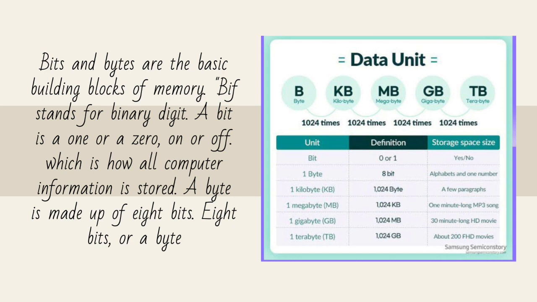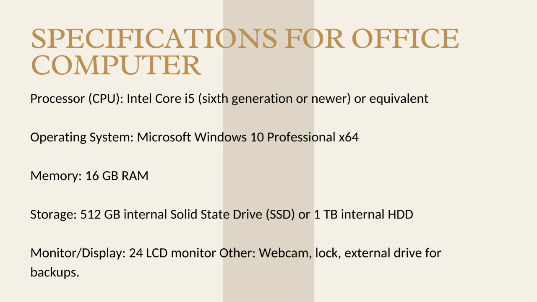For technical reasons, computer memory capacity is expressed in multiples of a power of 2. The metric prefixes were then applied to those multiples to provide an easy way to express the very large numbers of bits and bytes. What are the specifications for an office computer?